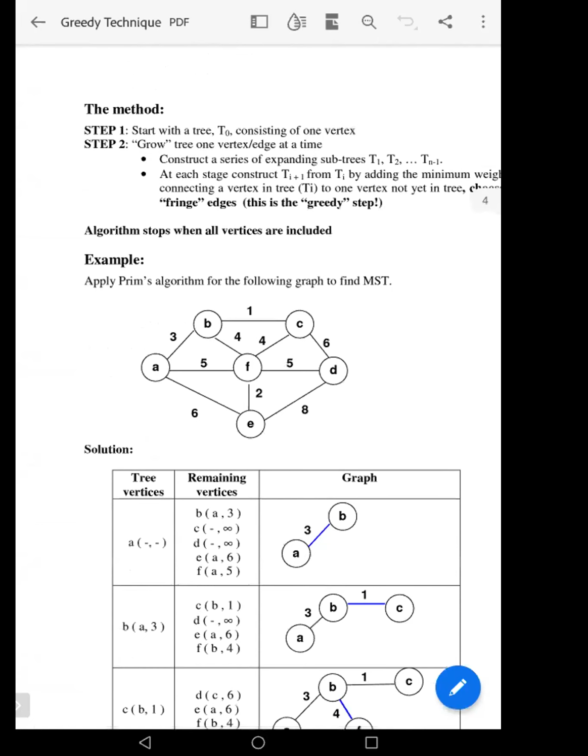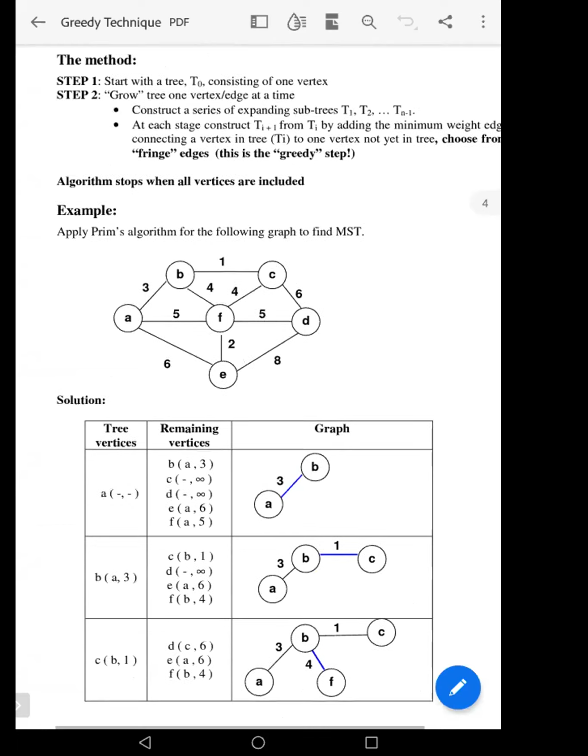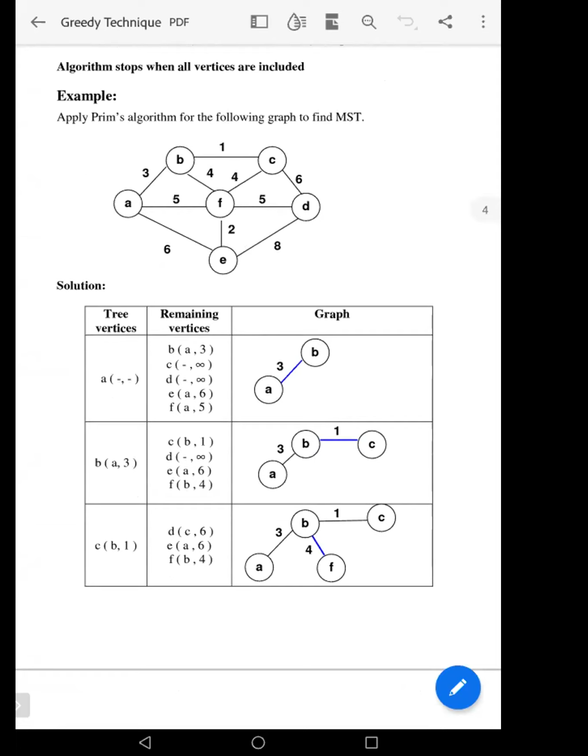Let us solve a problem by using Prim's algorithm. So this is the graph, and we want to solve this minimum spanning tree problem using Prim's algorithm. This is a weighted graph, and I want to find the minimum spanning tree. So how do you solve this? The tree should contain all the vertices, so we can start with any vertex. Suppose let us start with the vertex A.